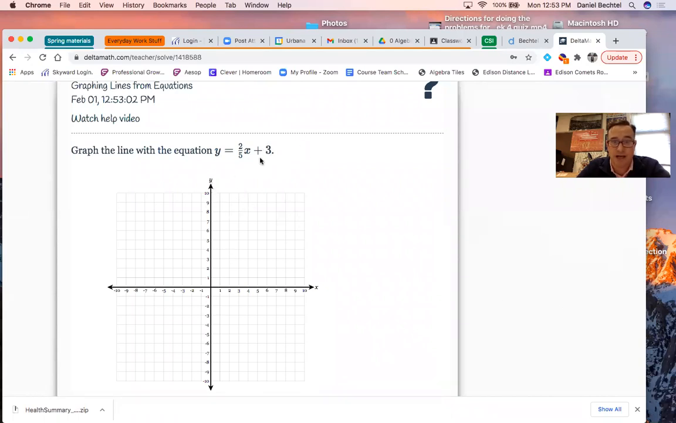So find that number that's off on its own. Look here and find it on the y-axis and make your point. Boom. First point is there. That slope there is 2/5. Top is always my rise or my change in y.